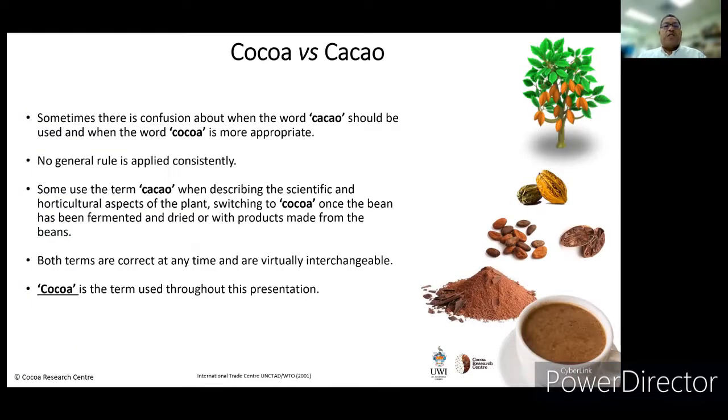Sometimes there's confusion when the word cacao should be used and when the word cocoa is more appropriate. No general rule is applied consistently. Some use the term cacao when describing the scientific and horticultural aspects of the plant, switching to cocoa once the bean has been fermented and dried, or with products made from the beans. Both terms are correct at any time and virtually interchangeable. Cocoa is the term that I'll be using throughout this presentation.